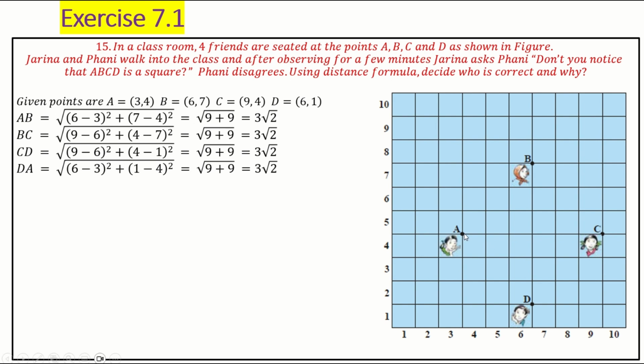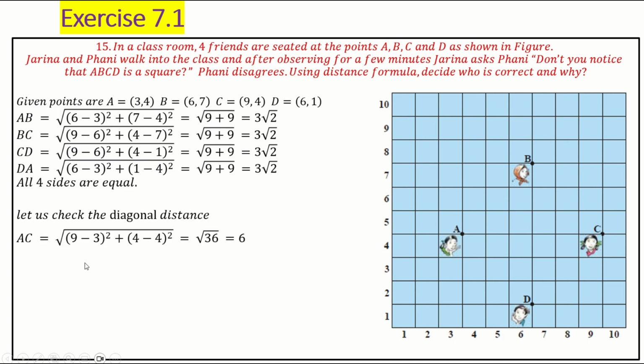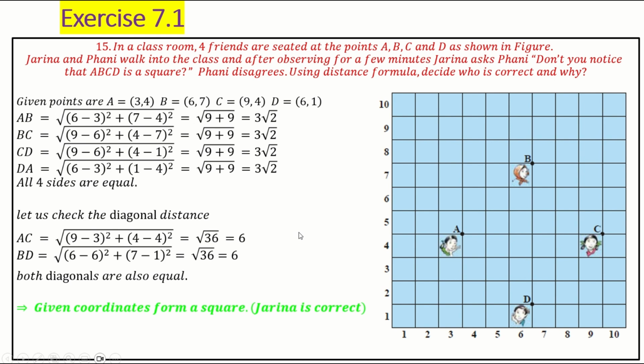Actually, you can count the diagonal distance very easily. 1, 2, 3, 4, 5, 6. Okay, 6 units. Both diagonals are the same. Using our formula also, I'm getting 6 and 6, which I can clearly see here. That means diagonals are the same, four sides are the same, so it's a square. So who is correct? Okay, very nice.